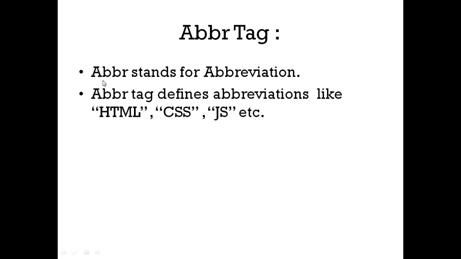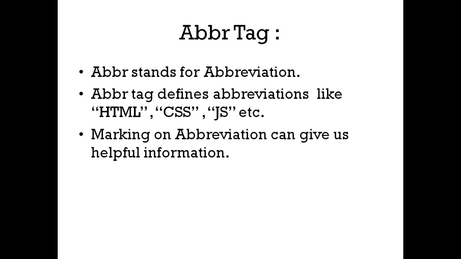So the ABBR tag defines abbreviations like HTML, CSS, JS, etc. Inside CSS we can write cascading style sheet, and in JS we can write JavaScript, like that. Marking on an abbreviation can give us helpful information. Marking on means moving the cursor on that particular text, which is also called the hover effect.